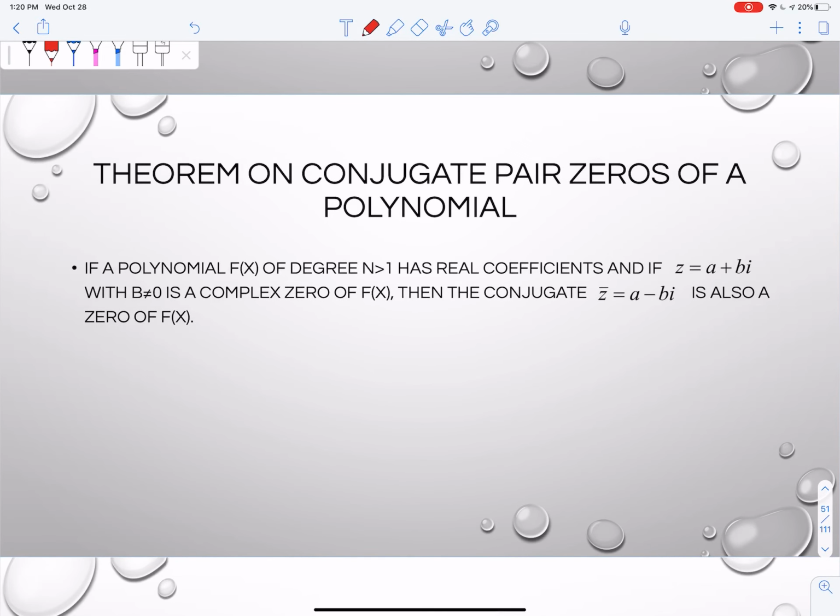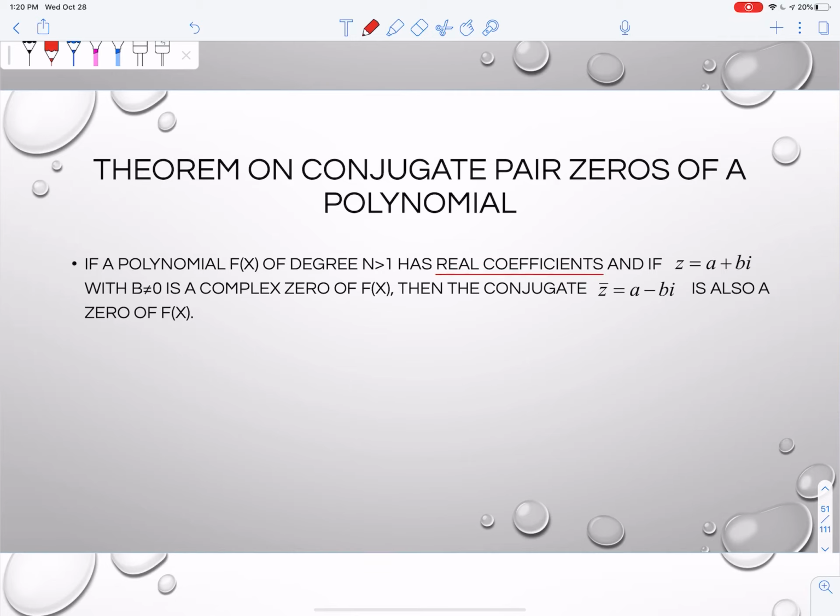The next one that we get to here is the theorem on conjugate pairs of a polynomial. So let's say we have a polynomial where the degree is greater than 1 in this case, and it has real coefficients. That's an important one here, that it must have real coefficients. If I have a complex zero of a plus bi, and b not equal to 0, then the conjugate pair a minus bi must also be a zero of that polynomial function f of x. Has to happen, right? If it doesn't happen, we don't get a polynomial with real coefficients.